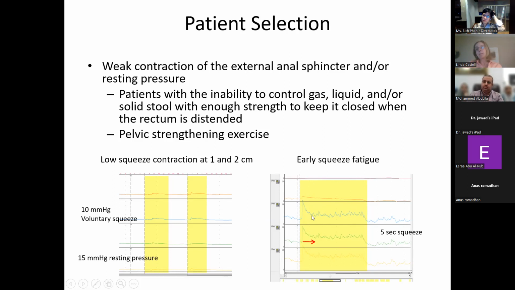But immediately that muscle fatigues. They cannot maintain that squeeze pressure. So this patient would be a candidate for strengthening exercises as well. Try to build up muscle fiber, try to improve the duration of that squeeze.